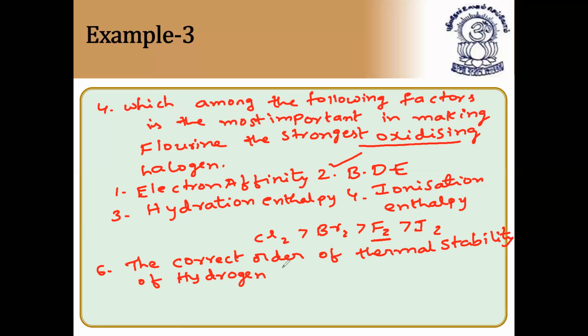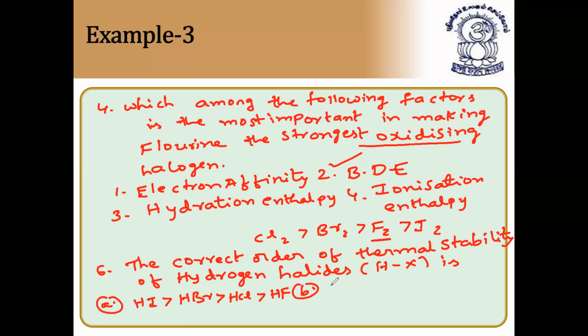Hydrogen halides, HX, where X is called a halogen. Option A: hydrogen iodide greater than hydrogen bromide greater than hydrogen chloride greater than hydrogen fluoride. Second option: hydrogen fluoride greater than hydrogen chloride greater than hydrogen bromide greater than hydrogen iodide.